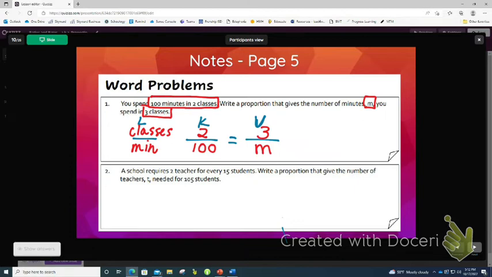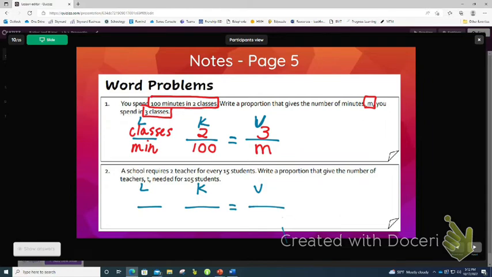Number 2 says a school requires 2 teachers for every 15 students. Write a proportion that gives the number of teachers, T, needed for 105 students. So we're going to start with our LKU and set up that proportion.